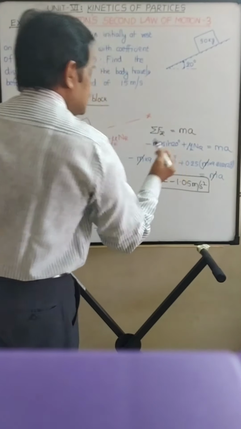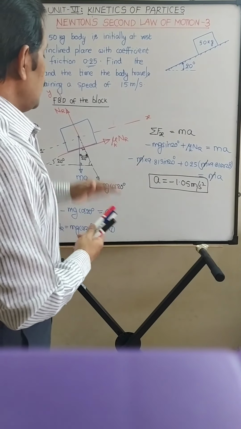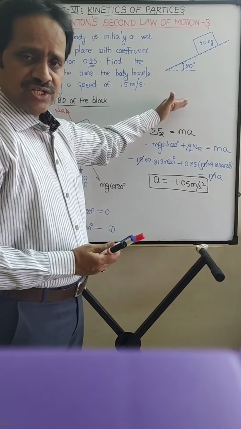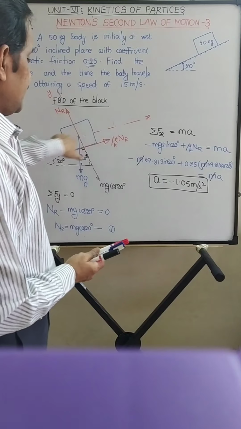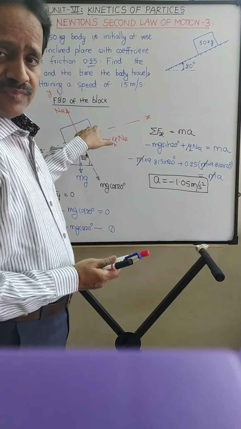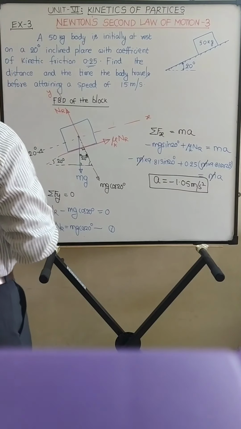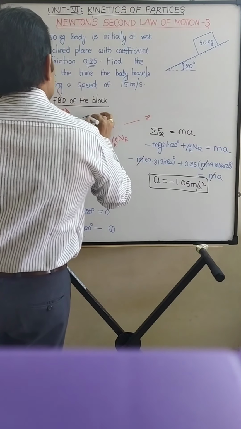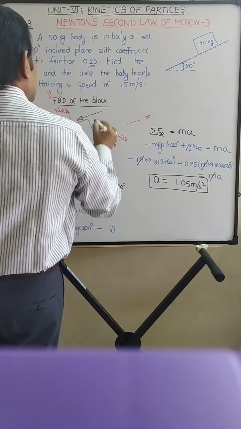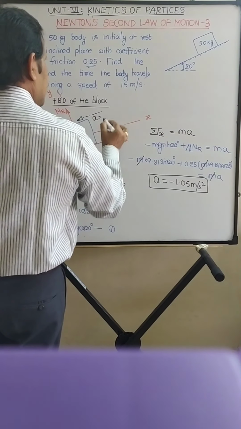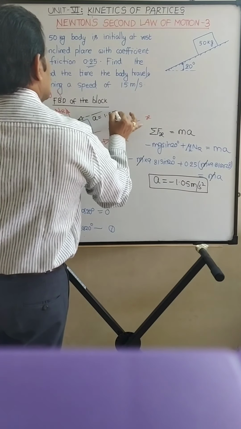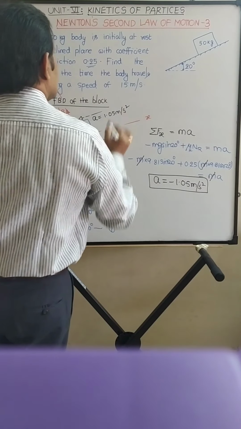So this minus sign indicates what? We are taking this as positive direction towards right, and the negative direction is downwards. So we are getting acceleration as minus. That means the block is moving down the plane with an acceleration 1.05 meters per second square.